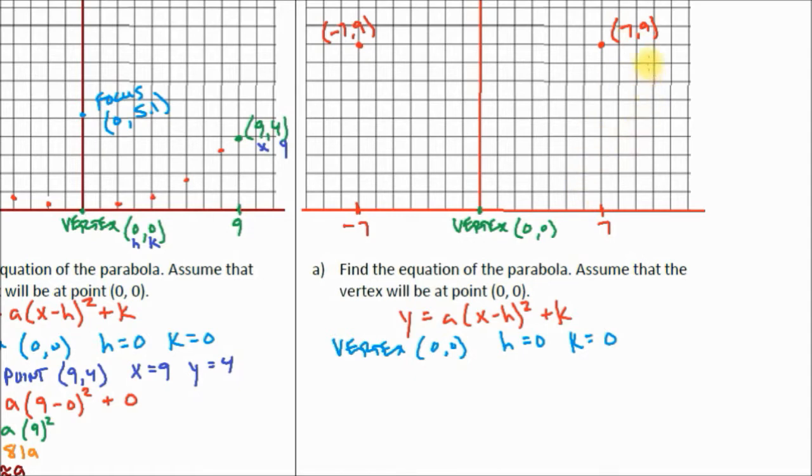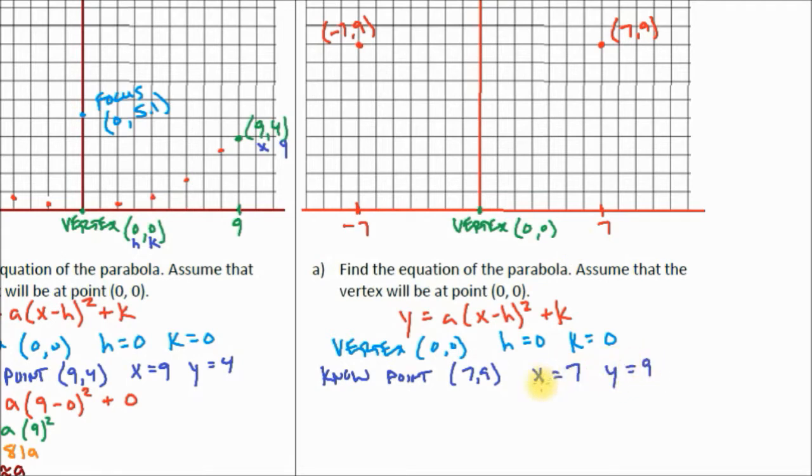We also have a known point. We're going to pick the 7, 9. I could pick negative 7, 9, but let's pick 7, 9 because that's positive numbers. Let's draw that in a different color so you can see it a little better. Our known point is at 7, 9. Therefore, for this point, x is equal to 7 and y is equal to 9.